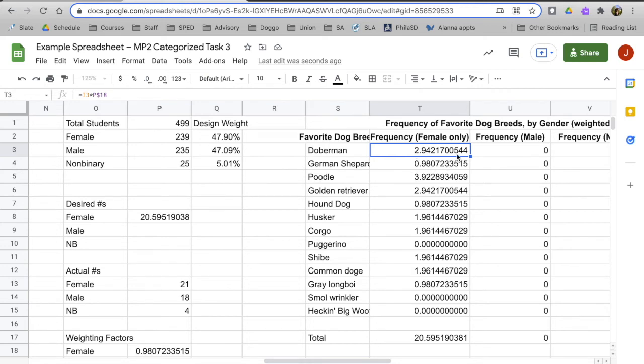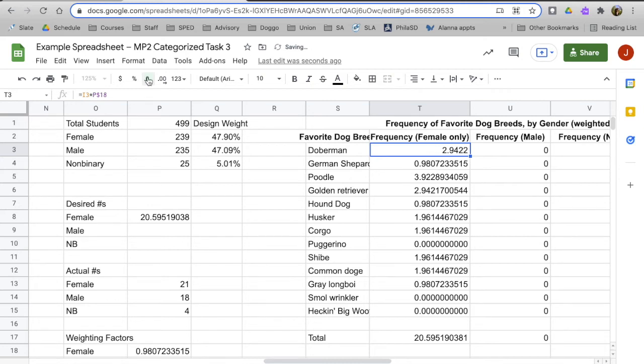If I wanted to, for example, make this into a relative frequency and say this percent of female respondents chose Doberman, or this percent of female respondents chose Husker, then I would keep it unrounded. But if we're done here, and if you're doing my project, you are, I'm going to use this decrease decimal places button, and that's going to automatically round for me.